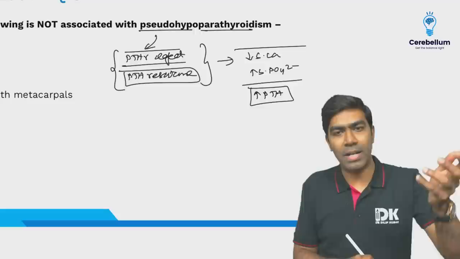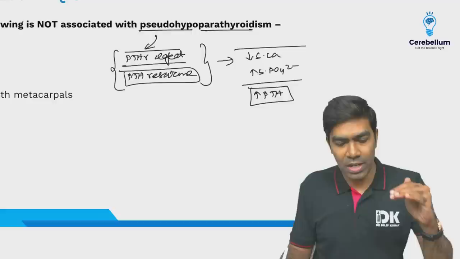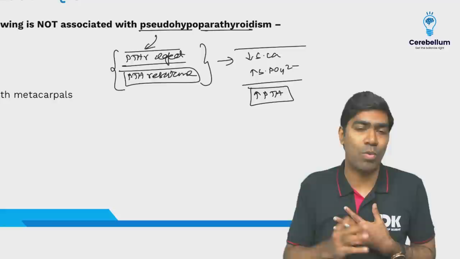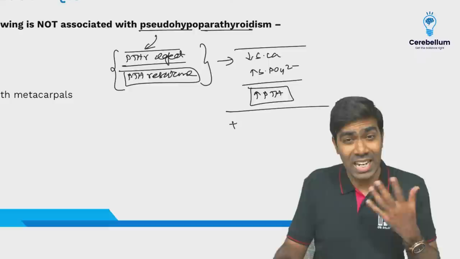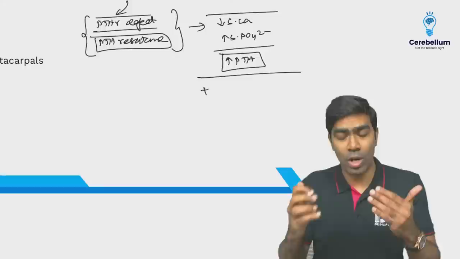Remember, PTH is very important for bone remodeling right from birth. So whenever the PTH receptor is defective, patients can have additional skeletal deformities. The constellation of skeletal deformities in a patient with pseudohypoparathyroidism is called Albright's hereditary osteodystrophy, AHO.